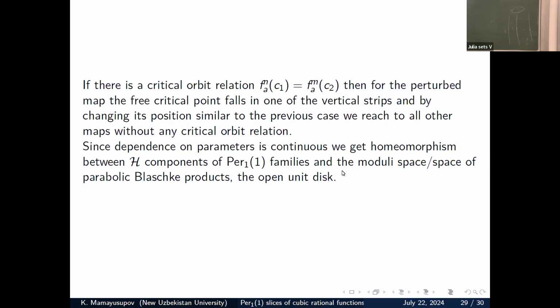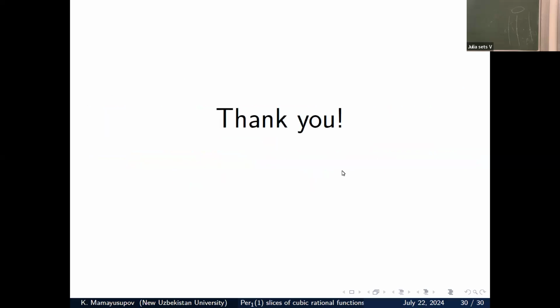space of Blaschke products. So for this to work, you need a connected Julia set, and you should have two critical points in the basin. And everything works automatically. Do I have time? I think I finished. Thank you.